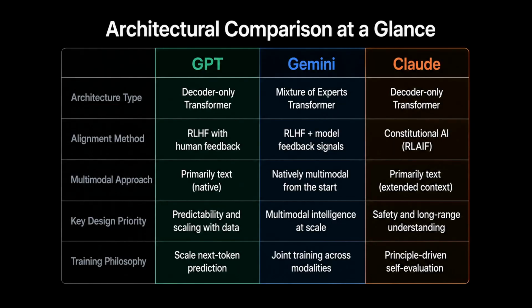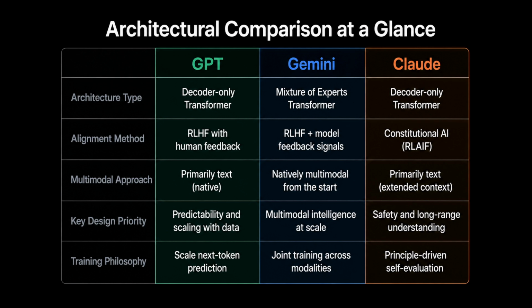So let's put it all together. GPT: decoder-only transformer, RLHF alignment, multimodal added iteratively. Core priority is scaling loss and general capability. Gemini: natively multimodal from training, likely MOE at scale, and Google's strength in cross-modal reasoning built in from day one. Claude: constitutional AI for alignment, RLAIF reduces human labeling dependency, long context understanding as a first-class design goal.